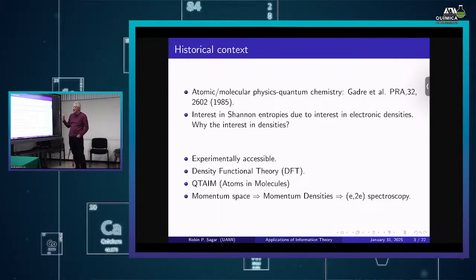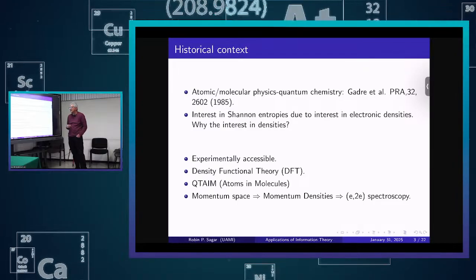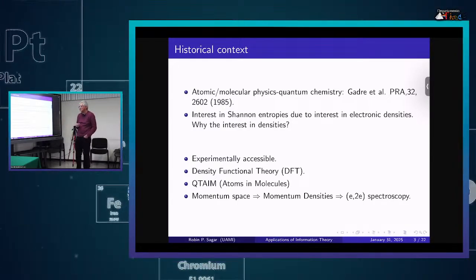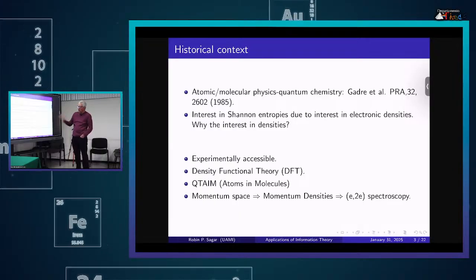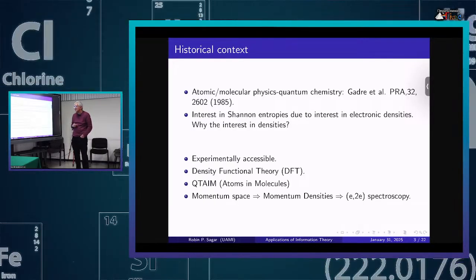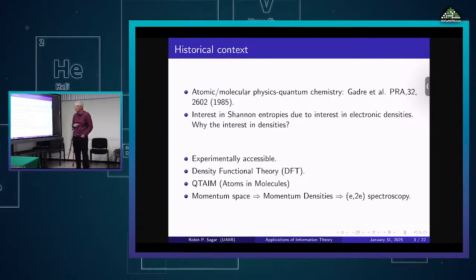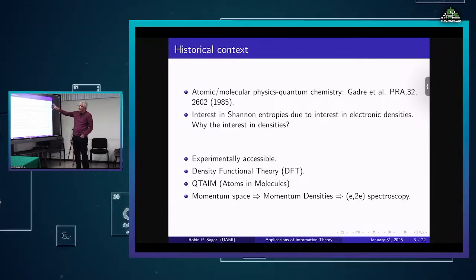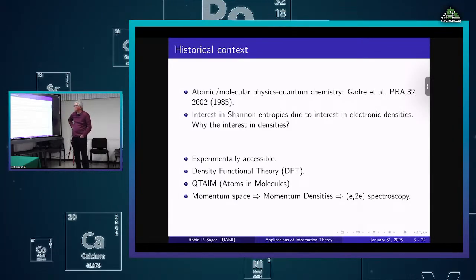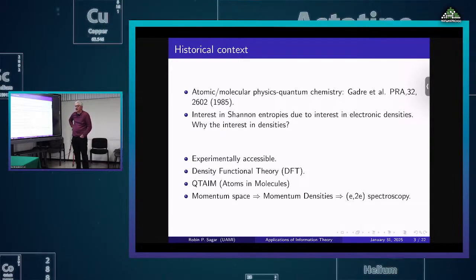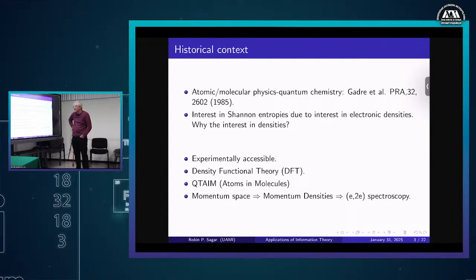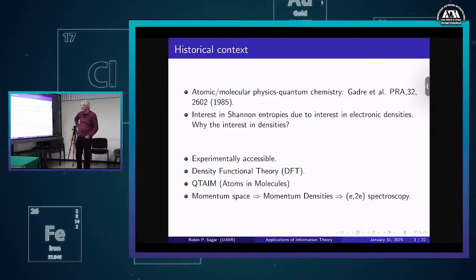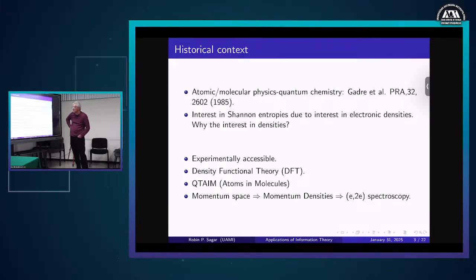Secondly, if you're speaking about a density, that is very related to density functional theory and its development. The quantum theory of atoms and molecules at this time was coming into its own. And also, most importantly, in this paper of Gadre and Sears and others, they explored entropies both in position space, but also in momentum space.